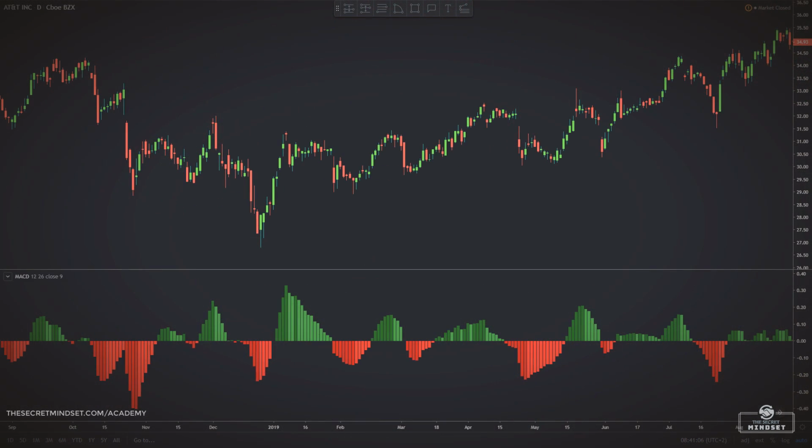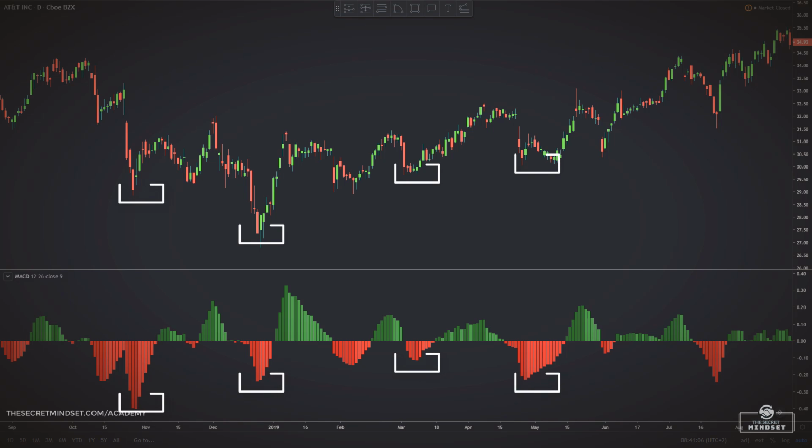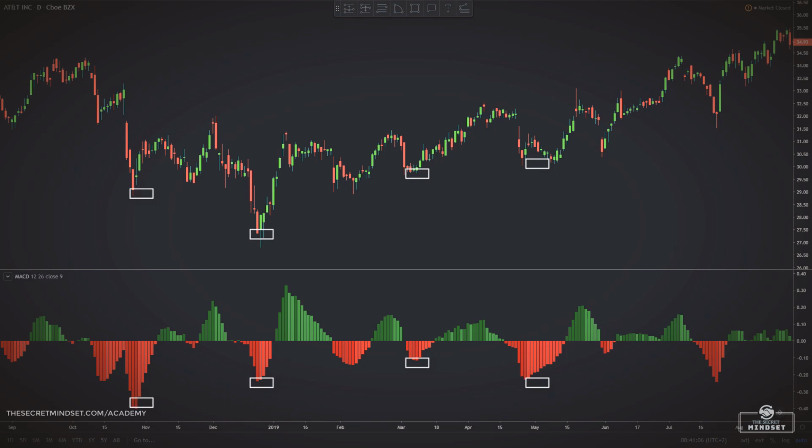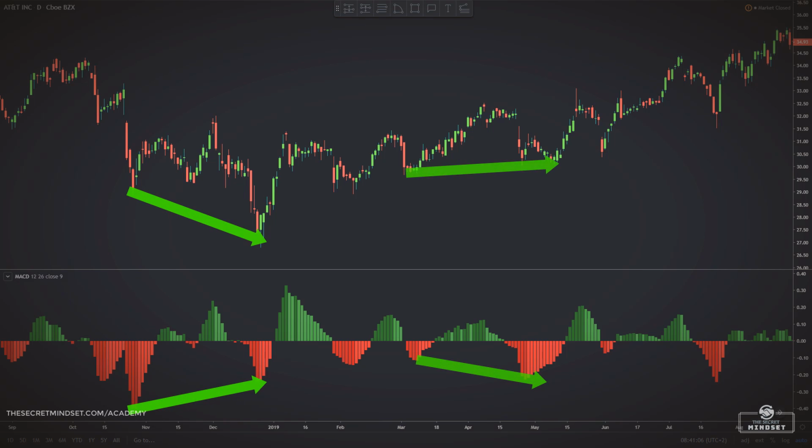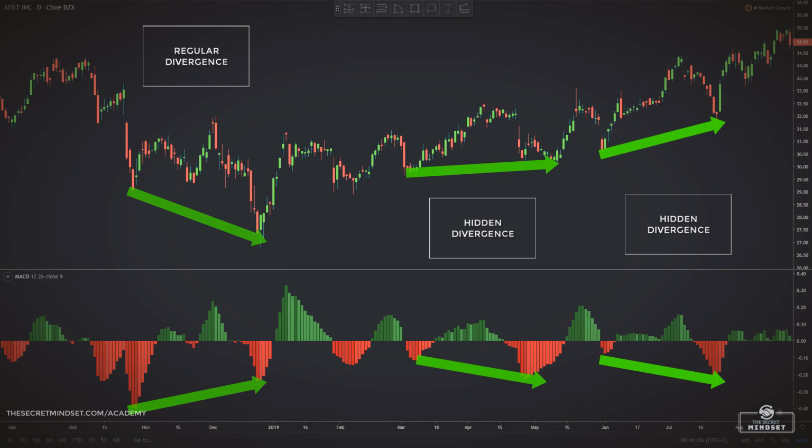If you look closely at this chart, you'll notice how the MACD indicator moves up and down corresponding to price movements. However, if you look closely, you would also notice instances where the peaks and valleys' height and depth would differ from that of the price chart. These are what we call divergences. It is basically a disagreement in the height or depth of the price chart and the indicator's peaks and valleys.